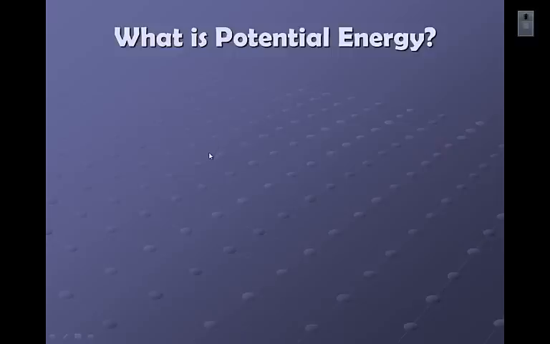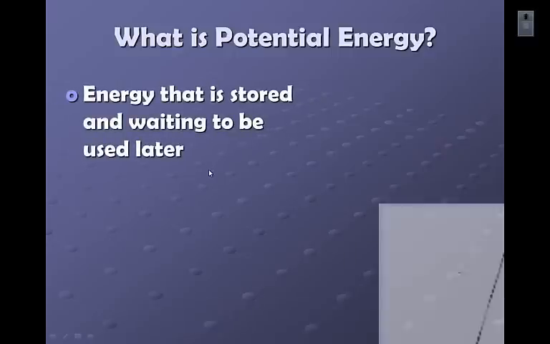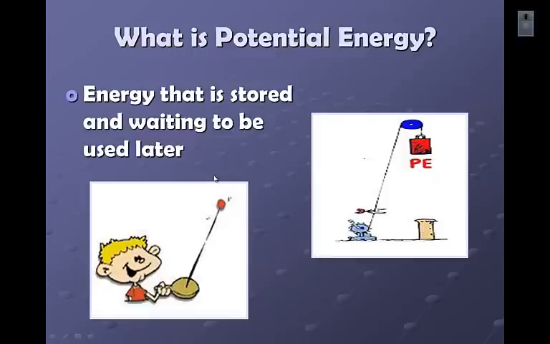So what is potential energy? Well, potential energy is energy that is stored and waiting to be used later. Okay, this ball right here has potential energy when it reaches the very end of its rope and stops for just a second. This box has potential energy. It's being held up by the pulley system. When the scissors cut this string, this weight will fall on this cork. So it has potential energy because it's sitting up here waiting to use the energy that it has stored up.